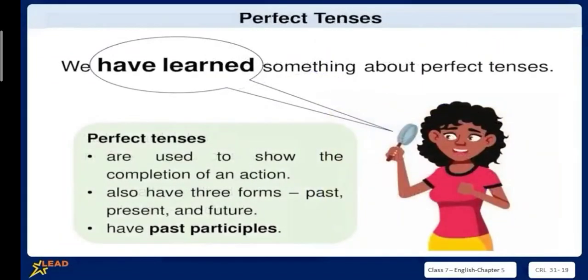Let us recap what we have learned about perfect tenses. They are used to show the completion of an action, and they also have three forms: past, present, and future. They have past participles.